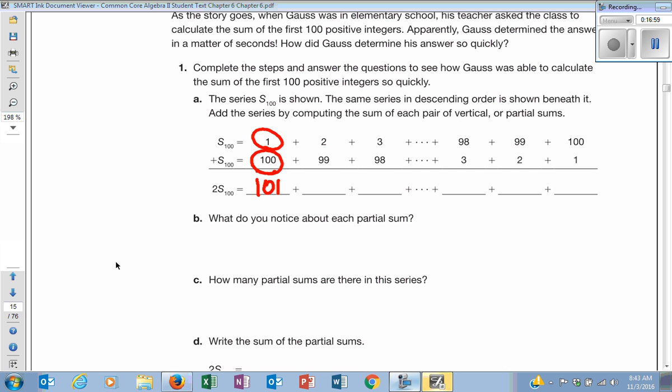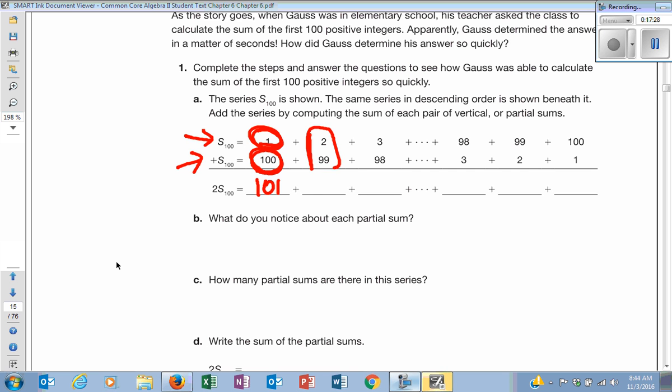He did this series, 1 plus 2 plus, like the sequence here. He's going up by what each time? What is he going up by each time here? 1. Does that make sense? Okay. He did the same sequence, but he wrote it what way? This way. He wrote it backwards because he realized if you add forwards with the backwards, watch what happens every single time.